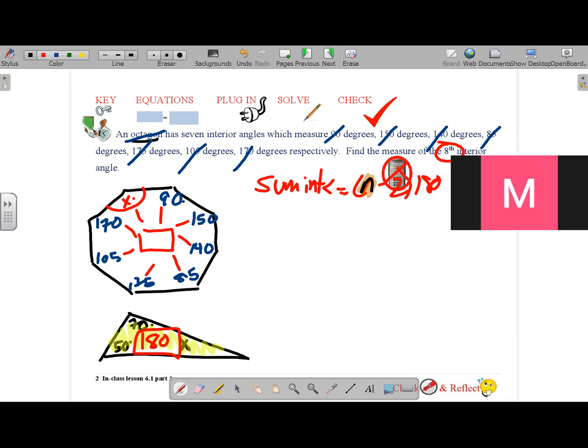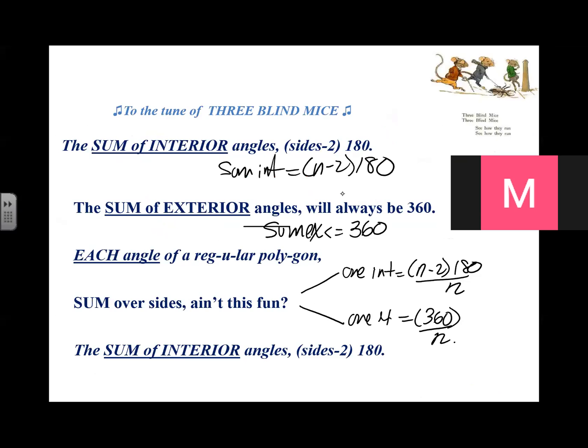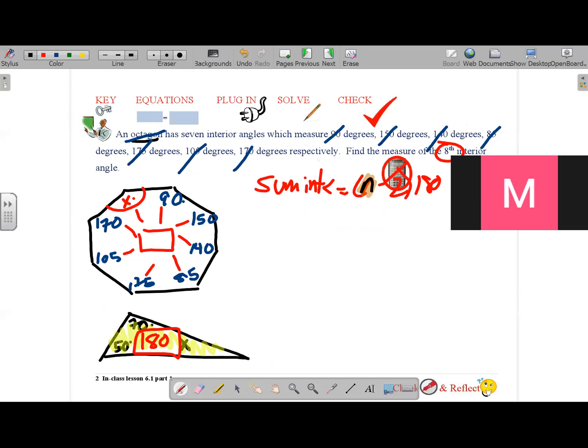What does n stand for, ma'am, in the equations? Maybe that's a better question. In all of these equations here, n stands for what? Take a look at sides. So in this problem, what is our n? If it's an octagon, n is going to be what? Oh, 8. There we go.